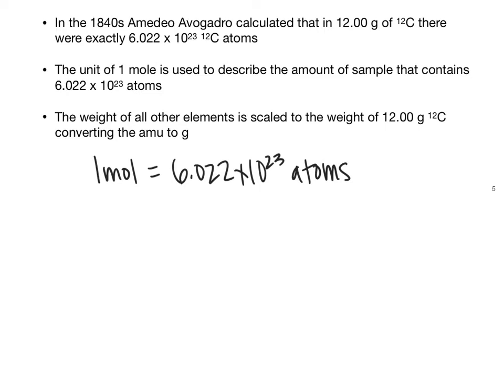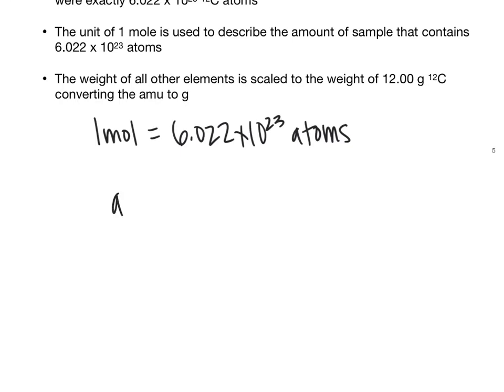So in this case, what we've realized is that the weight of all other elements is scaled to the weight of 12.00 grams. If you remember back to chapter 2, they calculated the atomic mass units also based on carbon-12. So what we can figure out here is that the atomic mass units equals the number of grams in 1 mole for any given compound.